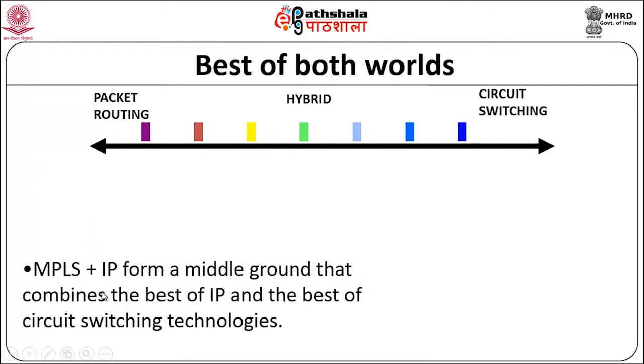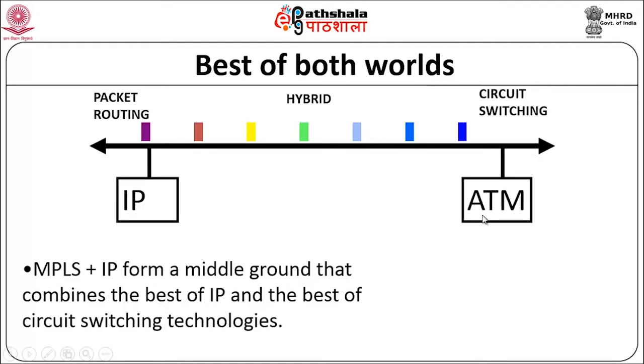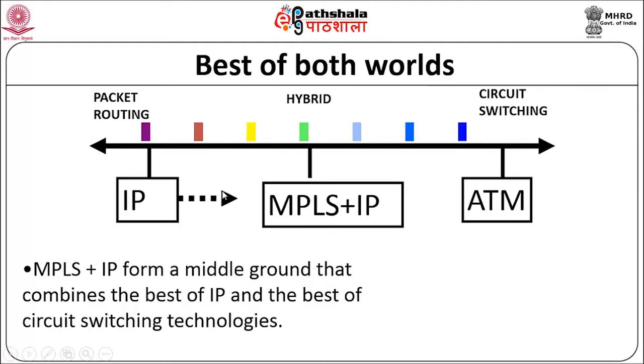MPLS plus IP should form a middle ground that combines the best of IP and the best of the circuit switching technologies. If I have packet switching IP at one end and ATM kind of circuit switching at the other end, what we are trying to do is get somewhere in the middle, a hybrid technique which uses MPLS plus IP. You are trying to get something done along with IP in order to go towards the speed and performance of circuit switching machines. That is the idea of the Multi-Protocol Label Switching protocol.